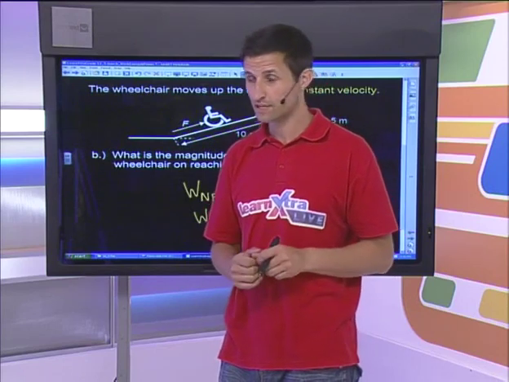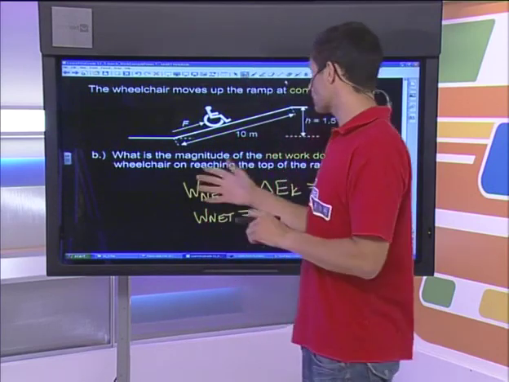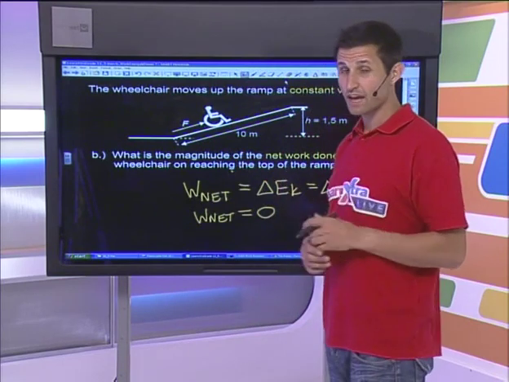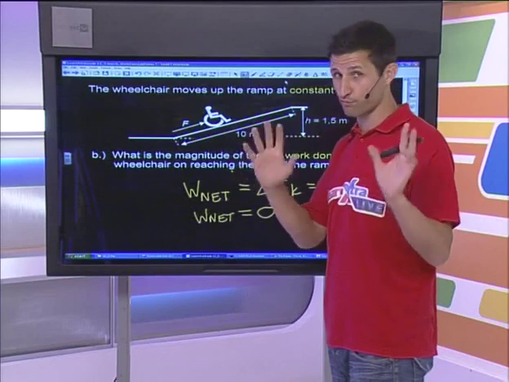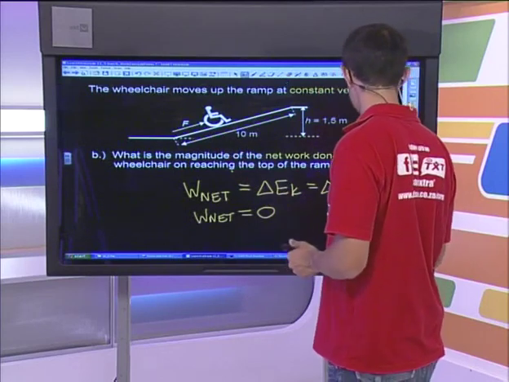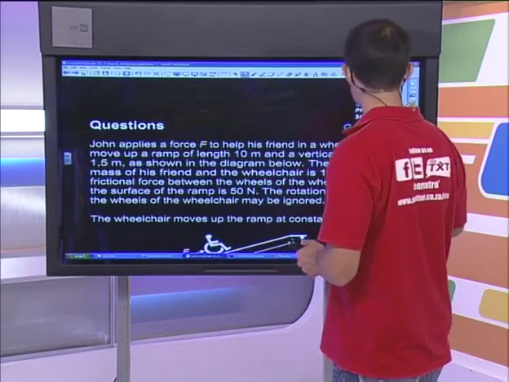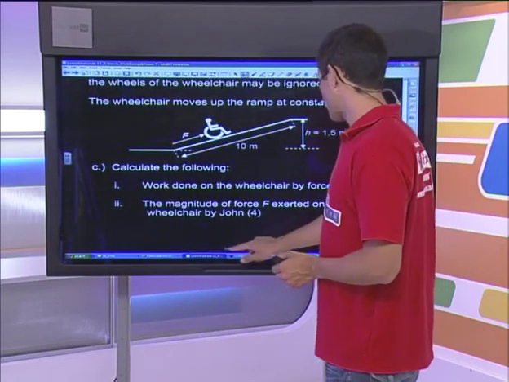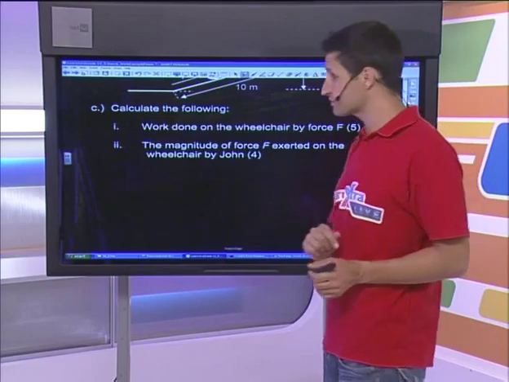Now we're going to get into the interesting part of this question. So it says, what is the magnitude of the net work done on the wheelchair reaching the top of the ramp? And eventually we're going to get to the power of Paul if we get some time. Okay, so here we go. So we've got this wheelchair moving up the ramp at constant velocity. Here we go. Right, and then eventually I'm going to include something of my own.